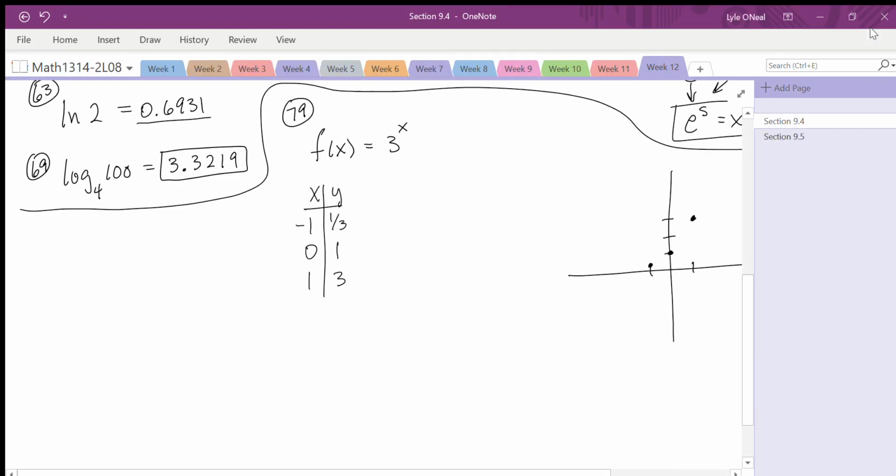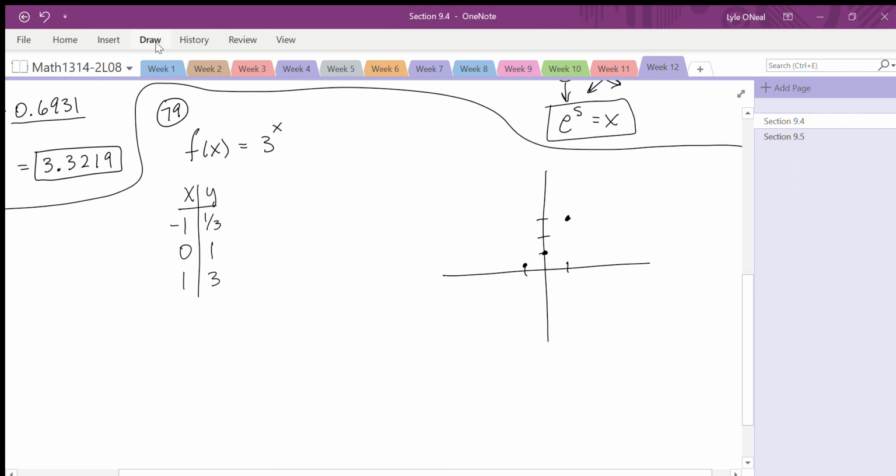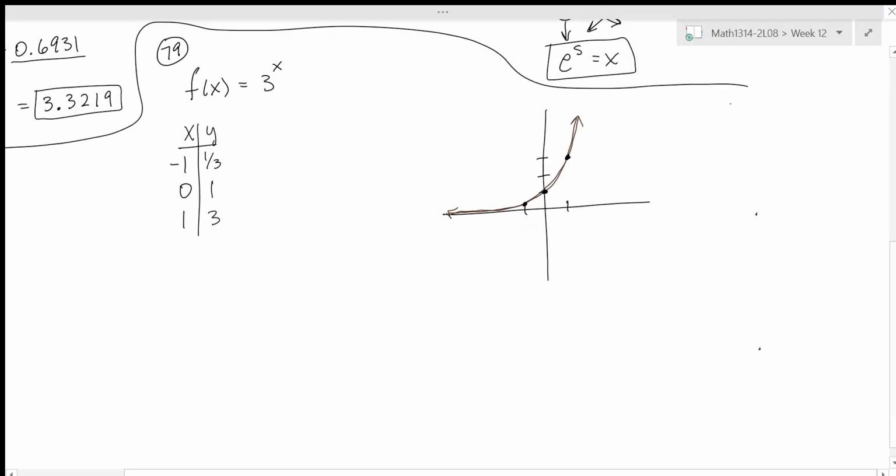And I'm going to use brown. For whatever reason, I'm going to use brown. Bam. Like that. So far, so good?